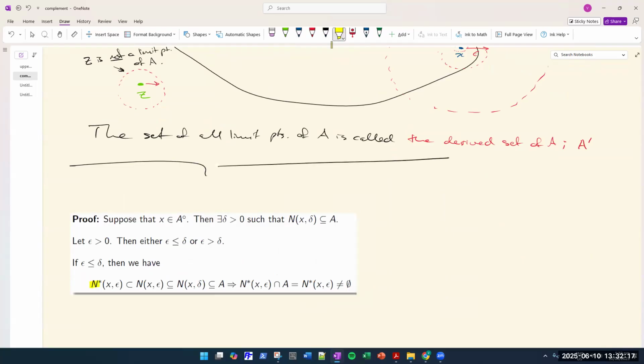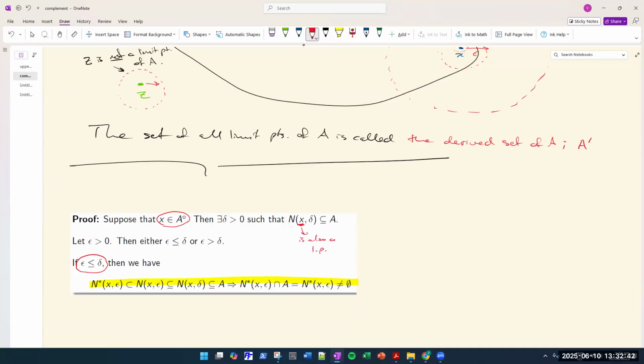Right, so this line over here, what are they doing here? So in this case, if epsilon is less than delta, then remember, what do I want to show? We know that this X is an interior point. I want to show that this X is also a limit point.